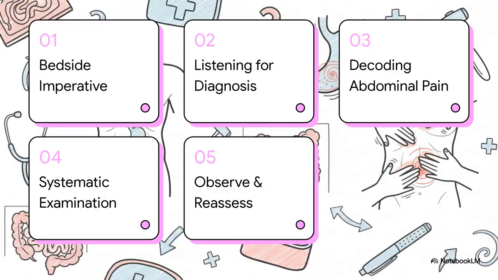So here's our game plan for today. We're going to follow the exact sequence of a real patient consultation. First, we'll talk about why this bedside skill is so critical. Then we'll get into gathering our clues. That's the history. After that, we'll decode the most important clue of all, pain. Then we'll analyze the physical evidence. And finally, we'll talk about what to do when the case isn't so clear-cut.